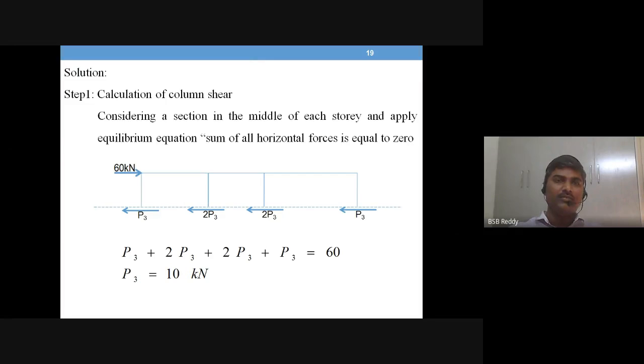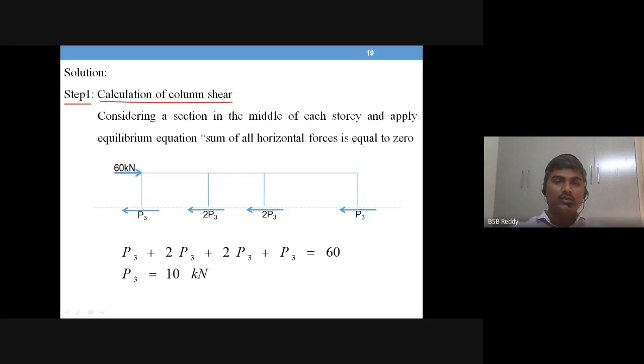Now, applying the second assumption means you are calculating column shear as the step 1 calculation, because the assumption itself relates the column shears. It says you consider a section in the middle of each story and apply the equilibrium equation, nothing but the sum of all horizontal forces is equal to 0.